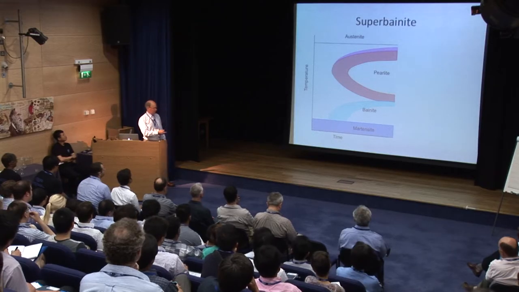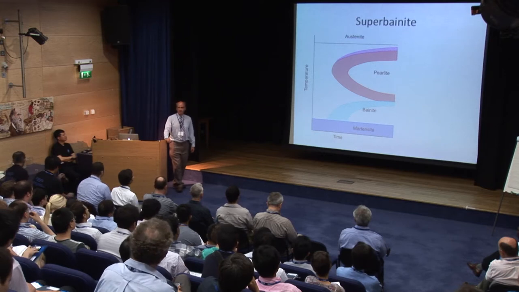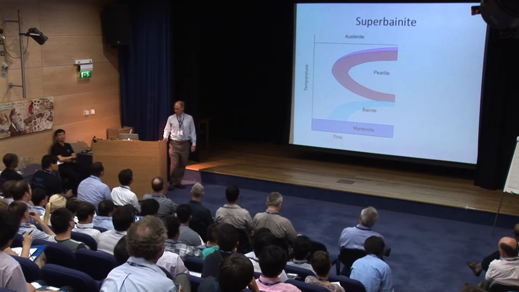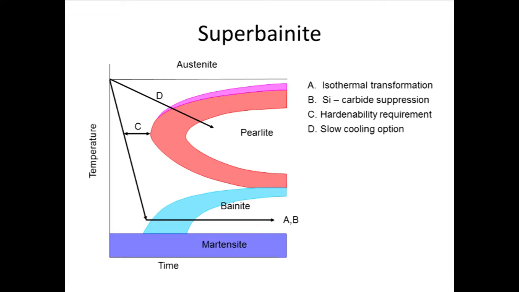So to begin with the basics of superbainite metallurgy, this is a CCT diagram, which is the type of diagram metallurgists use to describe the effects of cooling rates on the transformation behavior of different types of steel. And for the superbainite treatment, what we need is a treatment profile like this, where the steel is cooled quickly from austenite temperature to a low temperature and then given a long isothermal transformation treatment during which the superbainite structure is formed. And superbainite has a high silicon level, which gives the thermodynamic effect of suppressing carbide formation in the superbainite structure.